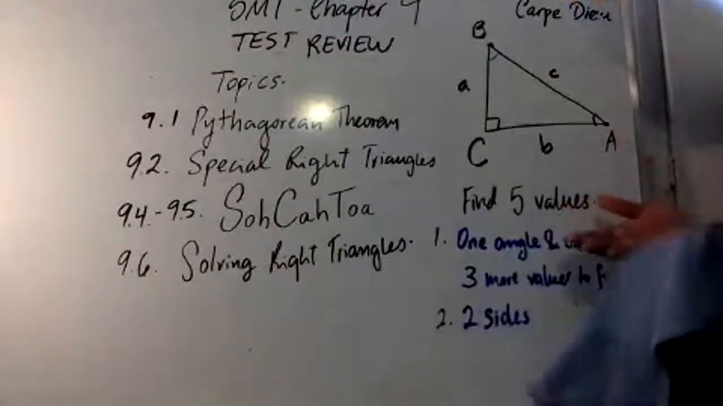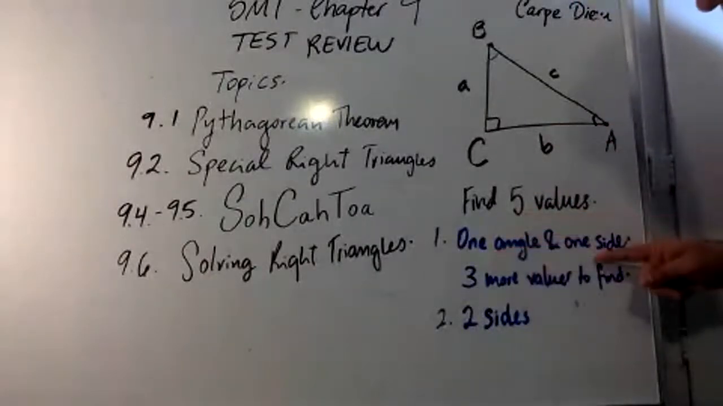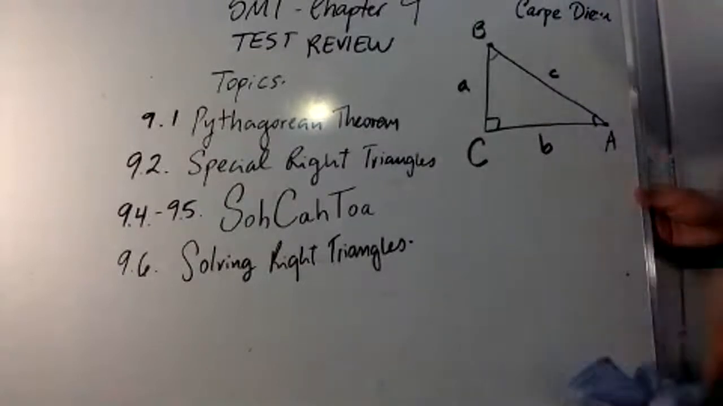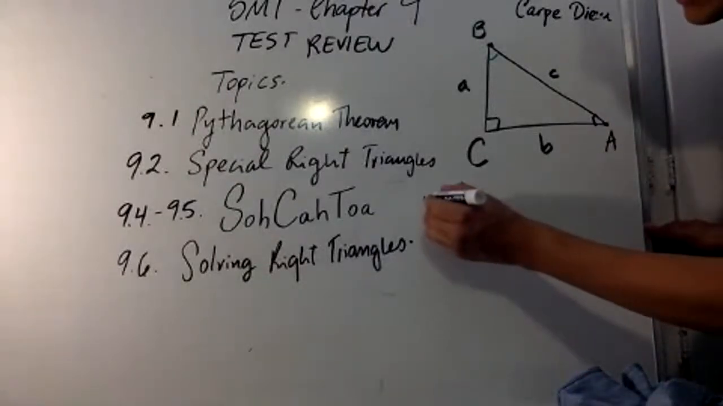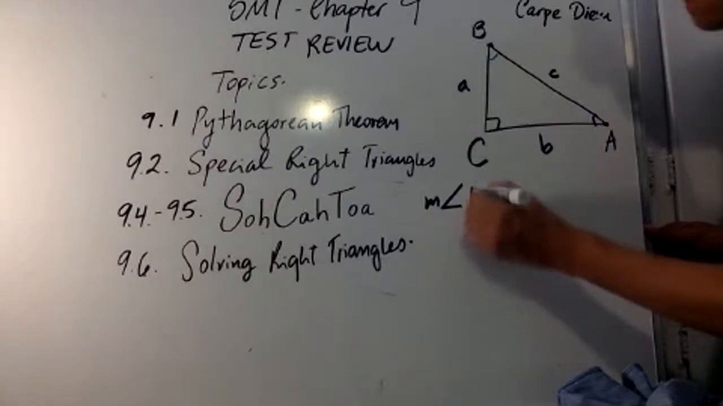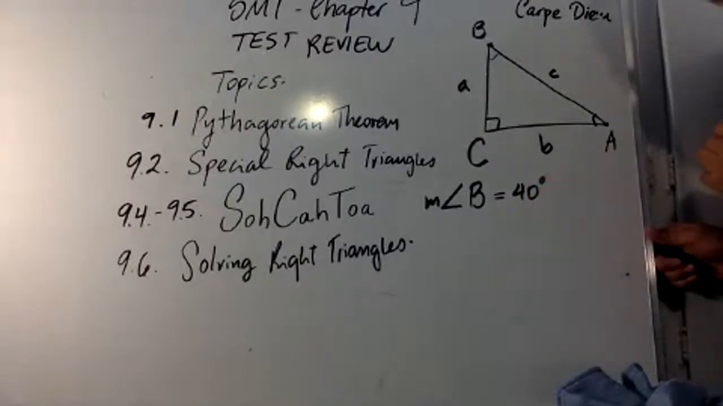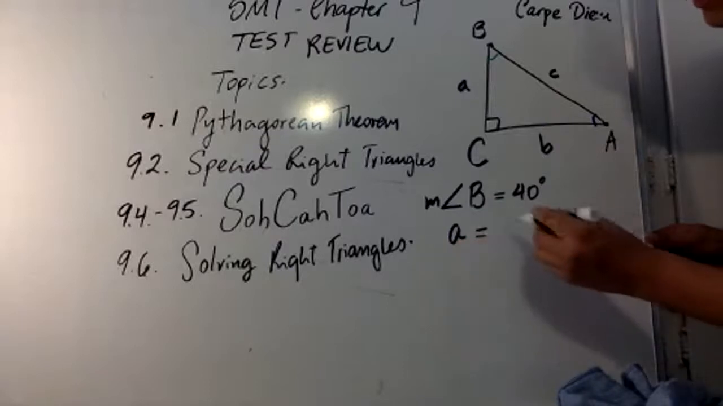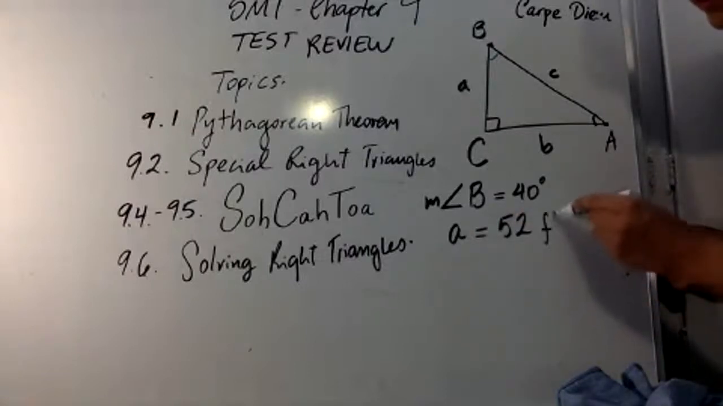I'm going to do one exercise just so you know how it works, and I'm going to give you one type of exercise where I give you one angle and one side. Okay, so let's say, and we are going to solve this right triangle. One angle, let's say that the measure of B is 40 degrees, and let's say that A is, I don't know, 52, and let's include units, 52 feet.